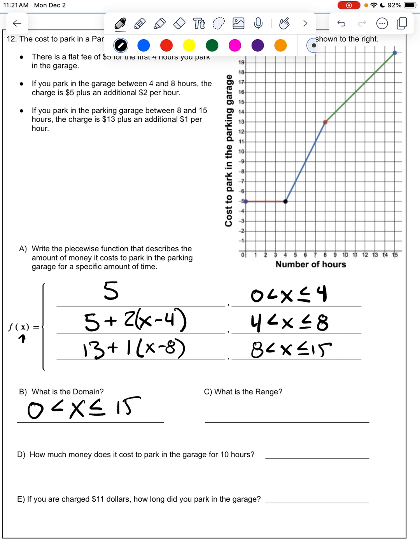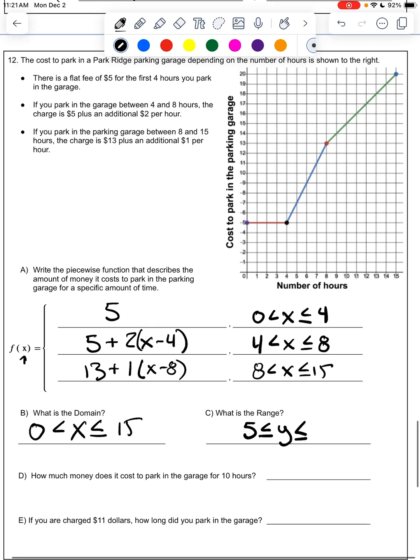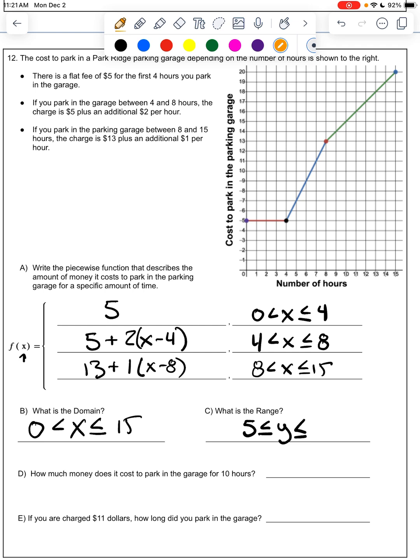Is not equal to. The range, the least amount of money that they're going to charge you is $5. The most amount of money that they can charge you, according to this, if you look here, the highest height is at 20. So I'm going to use that right there. And they can charge you $20 if you park there for exactly 15 hours.